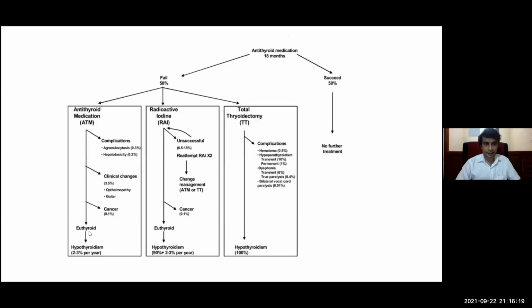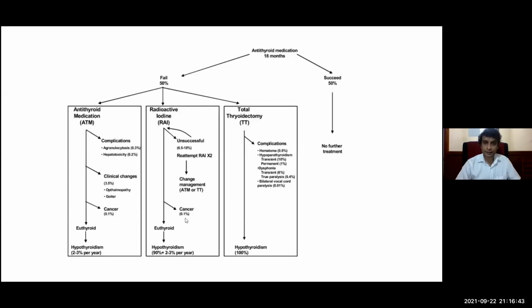Then you can continue anti-thyroid medication again, or you can give them radioactive iodine, or you can do a total thyroidectomy in them. And all of these have various complications in each. Anti-thyroid medication going on for a long time has its own complications. Radioiodine has its own complications, right?